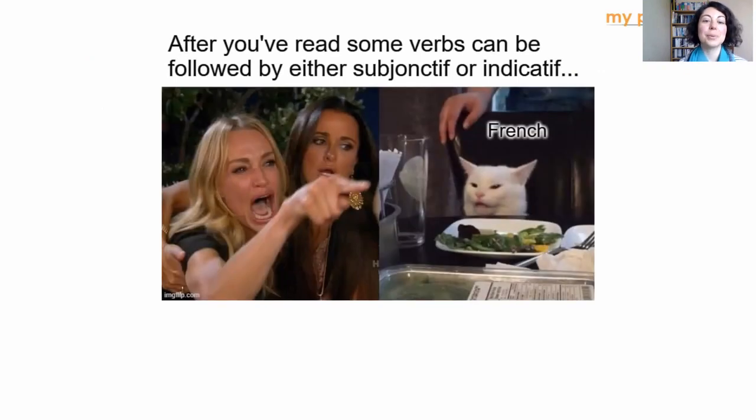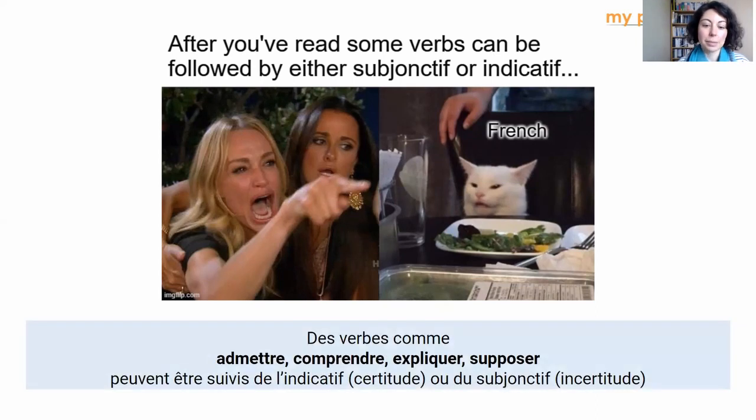It's a funny meme also about subjunctive, because some verbs can be followed by either subjunctive or indicatif, depending on the degree of certainty that you want to put in your sentence. And these are verbs like admettre, comprendre, expliquer, supposer. A lot of French people get confused as well. We use, in informal situations, future or conditionnel or present or subjunctif. We don't really know the rules unless we check in a grammar book. So unless you're taking C1 or C2 exams and you need to make sure that you get it right, don't worry too much about it.